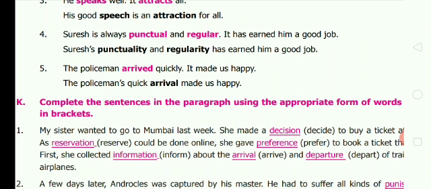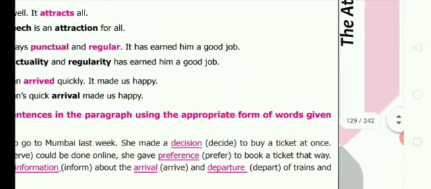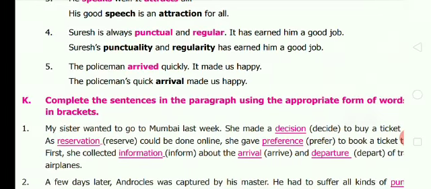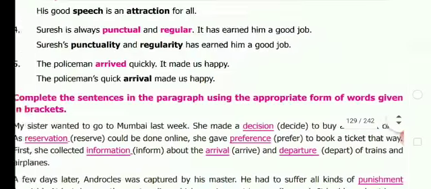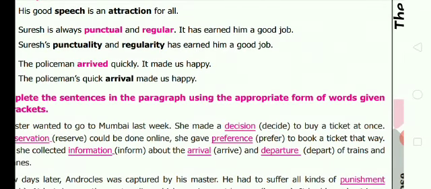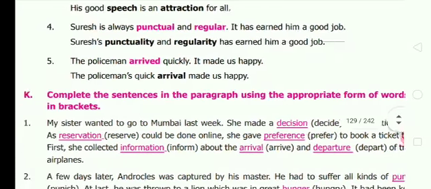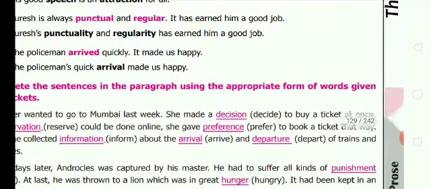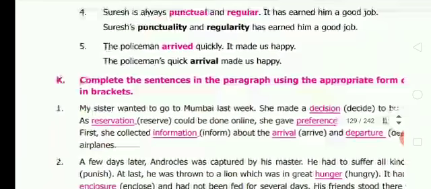Complete the sentences in the paragraph using the appropriate form of words. Okay. First one. My sister wanted to go to Mumbai last week. She made a decision to buy a ticket at once. As reservation could be done online, she gave preference to book a ticket that way. First, she collected information about the arrival and departure of trains and airplanes.